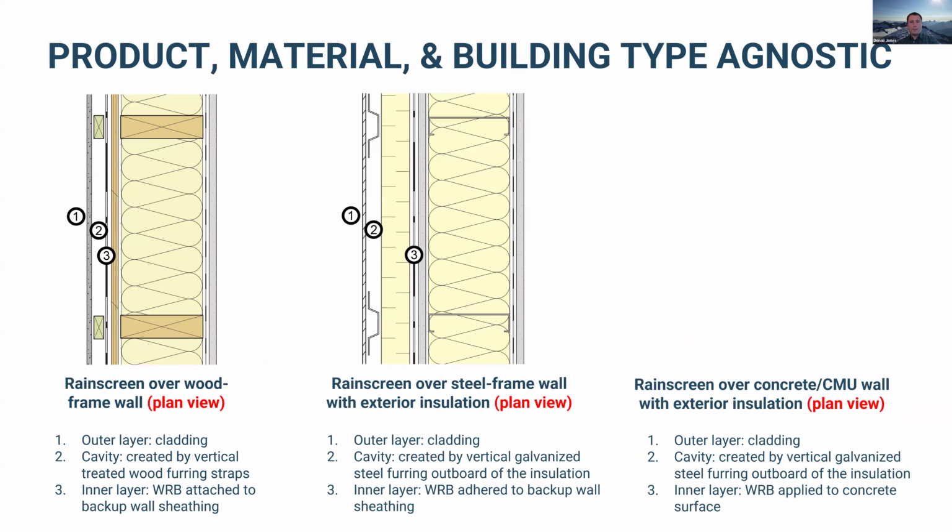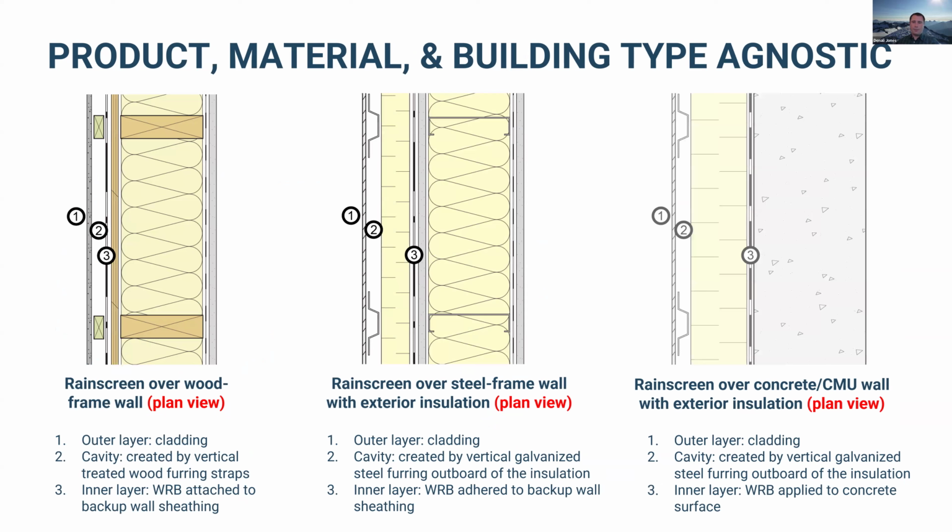Okay, so that's one example, right? There's tons of different other ways to do it. You can do it over steel frame, you can do it over concrete, CMU. You can do it with different cladding types. These other examples here show some exterior continuous insulation that's also within the rainscreen cavity. Any sort of building type you can do rainscreen on.